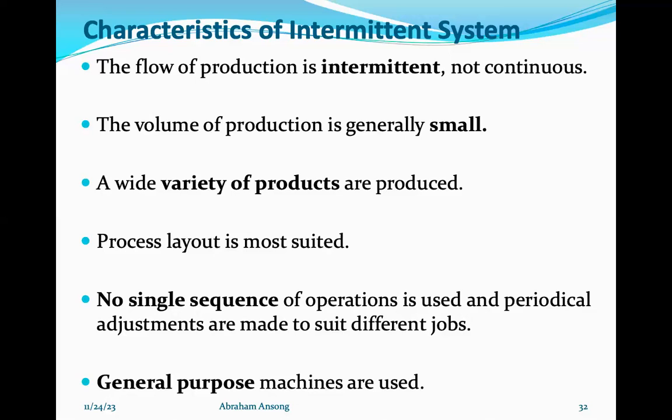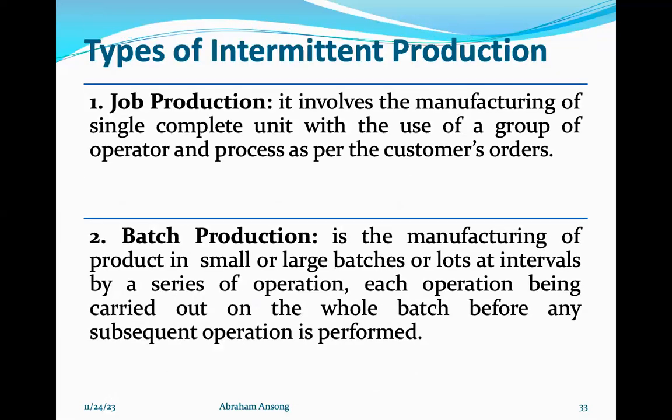No single sequence of operation is used, and periodical adjustments are made to suit different jobs. I hope this is clear because each request, each product is quite different from others. And so you need to adjust your operations to meet the specific demands or requests of customers. General purpose machines are used because you have to keep changing and adjusting these machines based on the demands and requests of your customers and clients.